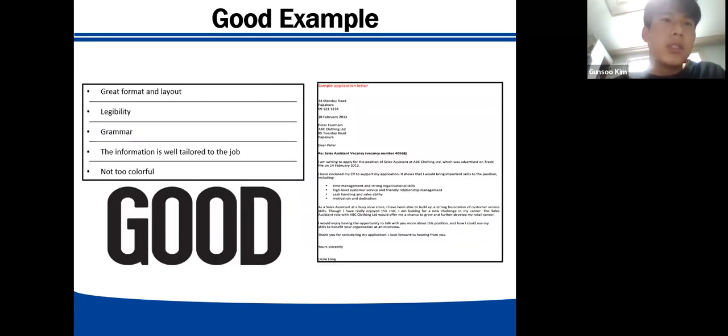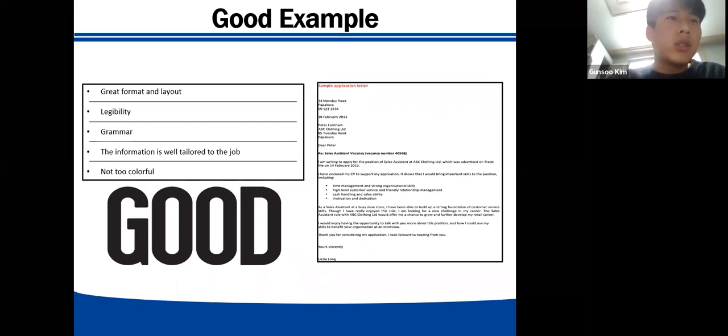Then what are the components that the recruiters expect from an application form? These are the key points: a great format and layout, legibility, organized text with no grammatical errors, and information that is well tailored to the job. Last but not least, the form should not be too colorful.